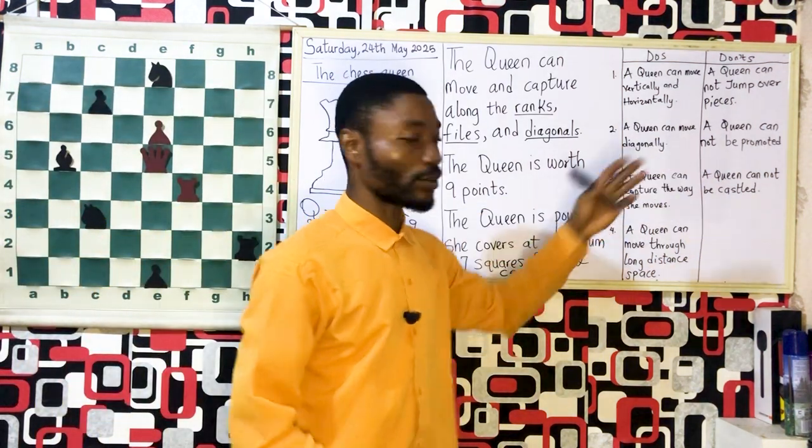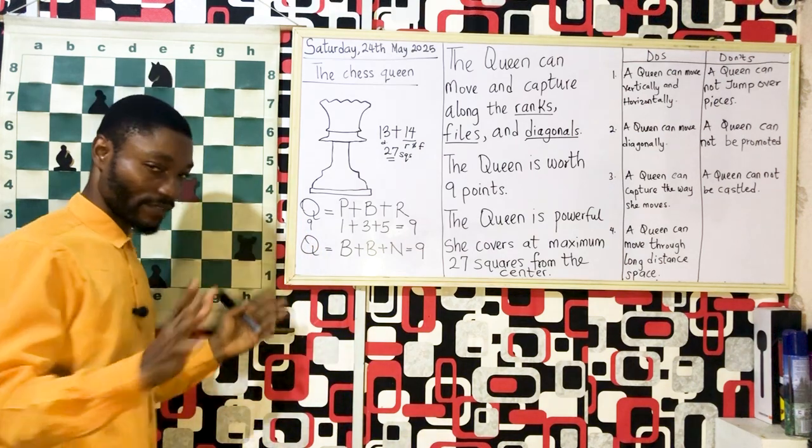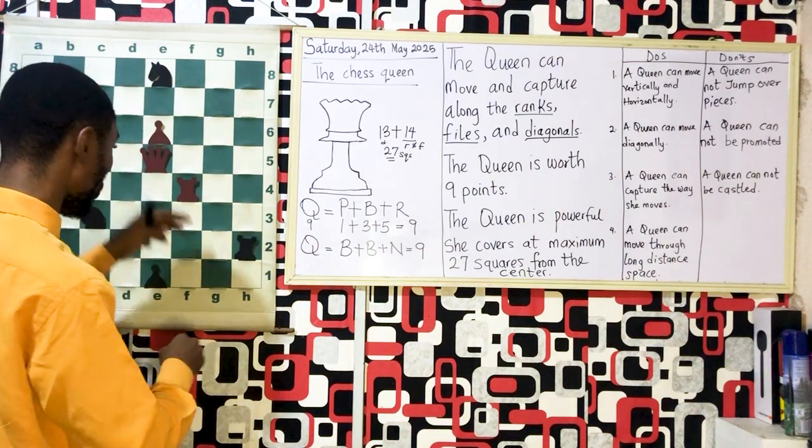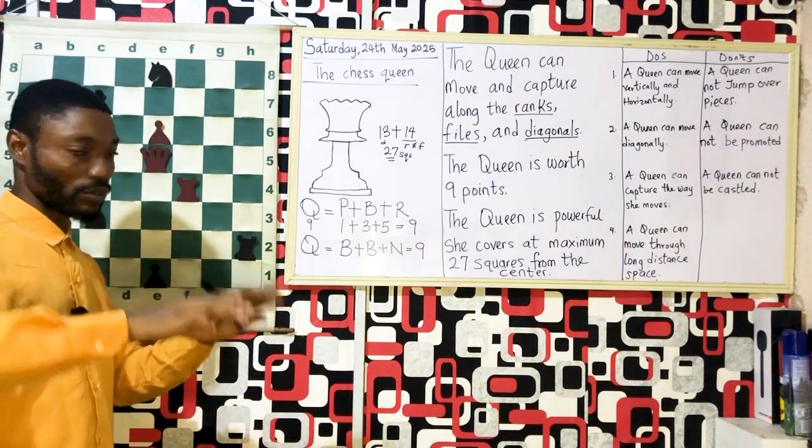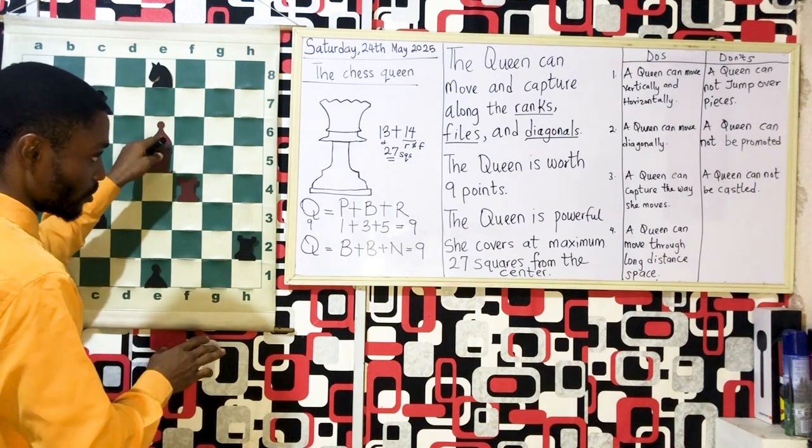A queen cannot be promoted. That's an advanced knowledge. You cannot change the queen or make it an advanced piece. No, promotion belongs to only the pawns.